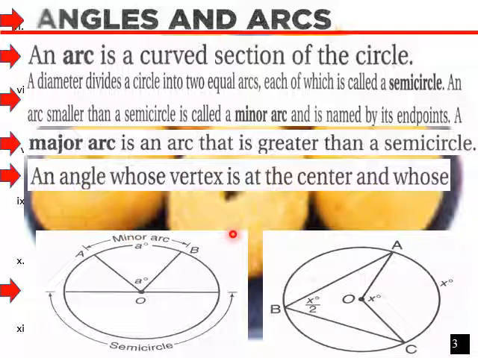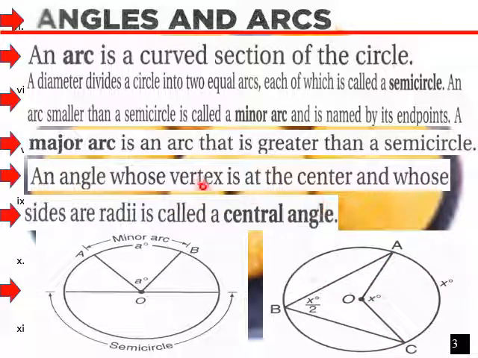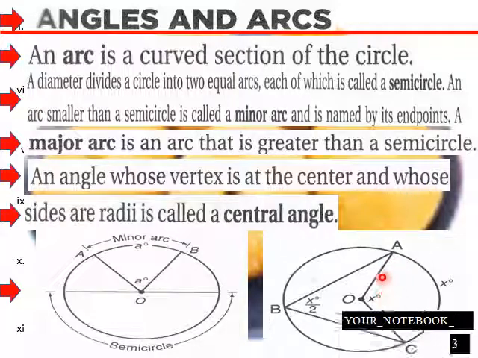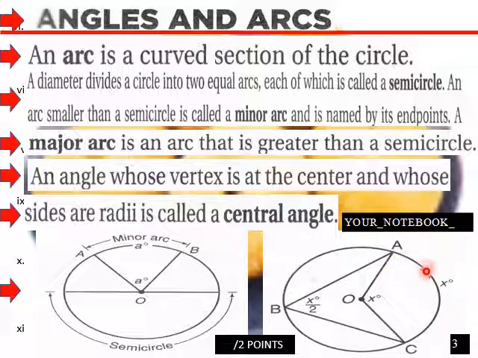An angle whose vertex is at the center, so this is the center and your vertex is here, and whose sides are radii is called a central angle. So this angle here would be called a central angle. These are very important notes for you to take for your SAT math.